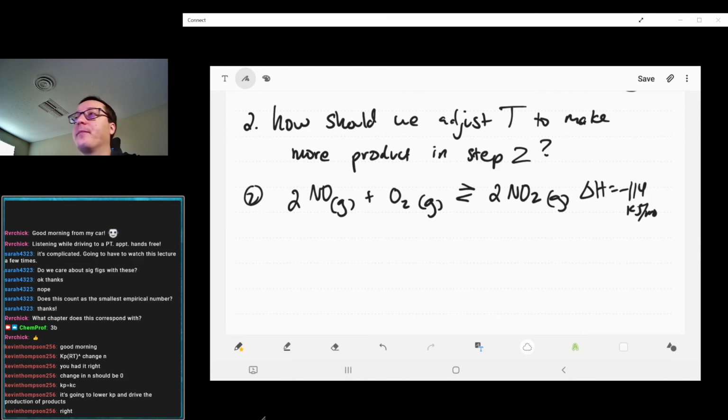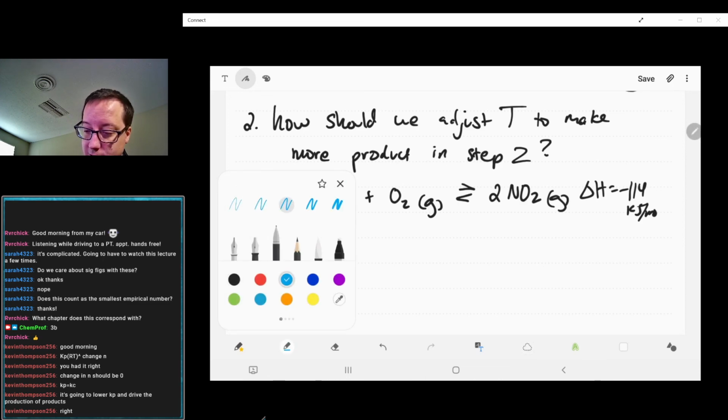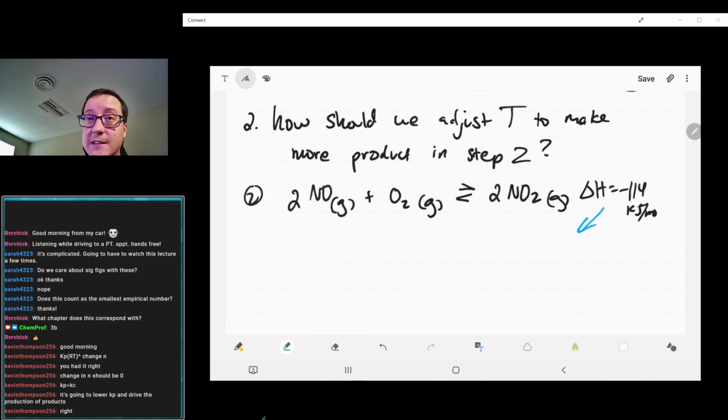So what does the delta H tell us? Remember that the sign of delta H tells us that this reaction is going to be exothermic, right? Negative delta H means it's releasing heat. We're losing energy over the course of the reaction, so it's coming out as heat. And therefore that means heat is a product.